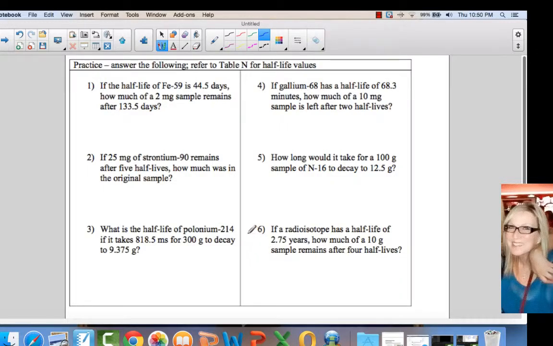Alright, so let's do some half-life problems. If the half-life of Fe59 is 45.5 days, how much of a 2 milligram sample remains after 135 days? So this is my total time. This is the half-life. So if I take the total time and I divide it by the half-life, I'll know how many half-lives have taken place.